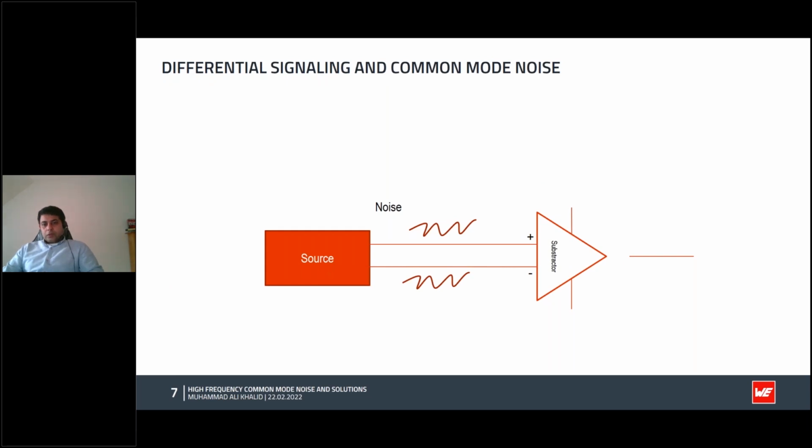So where does the common mode noise come into all of this? Common mode noise is the type of noise that is conducted on both lines in the same direction. In the ideal case, the differential lines should be able to cancel the common mode noise, and the noise should be rejected. But this seldom happens.